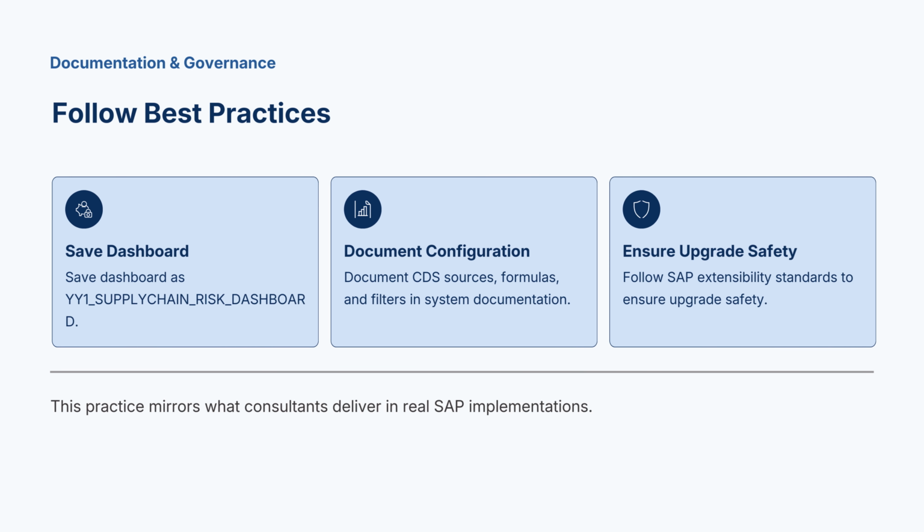Documentation and governance. Save your dashboard as YY1 Supply Chain Risk Dashboard. Document the CDS sources, measures, and filters used. Follow SAP's naming and extensibility standards to maintain upgrade compatibility. Proper documentation isn't just a best practice, it's an audit and project readiness requirement.